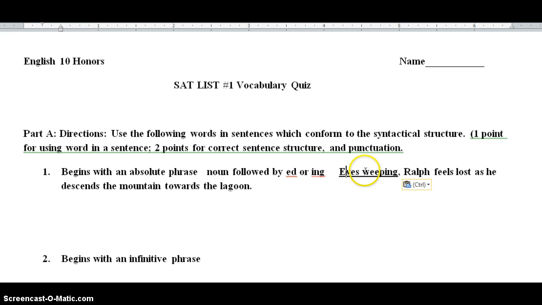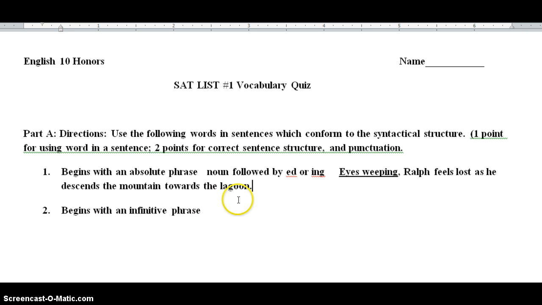Keep in mind, when you have these phrases, the subject or the noun it modifies has to come immediately after the phrase, otherwise the sentence doesn't make sense. If you had, for example, eyes weeping, the lagoon looked strangely dark to Ralph, it would not make sense because you would be describing the lagoon with eyes weeping. Okay, so again, Ralph is being described by eyes weeping. Okay, so that's all there is with the absolute phrase.